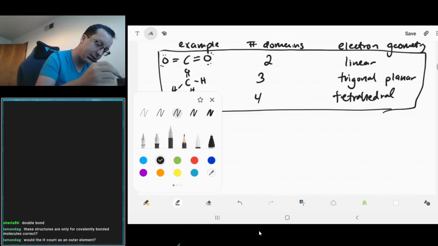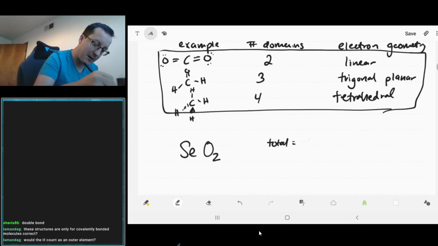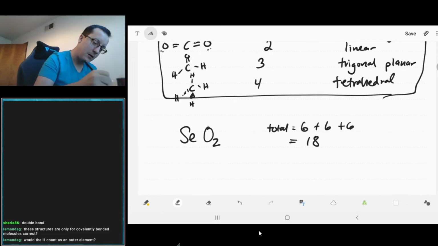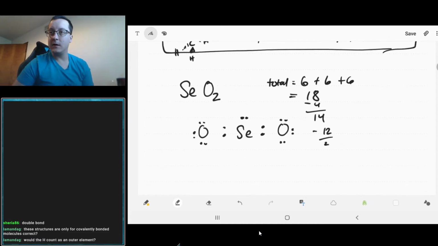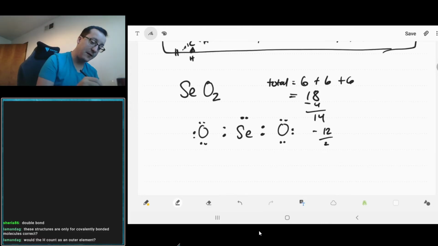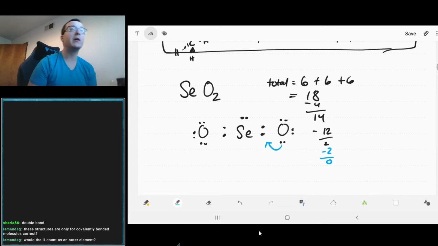So selenium is in group 6. So we have 6 plus 6 plus 6, which is 18. We have 14 left. We just used 12. We have 2 left. And so, since we had filled our outer atoms, I put the last 2 onto selenium. And so just like before, we are going to have to plop in a double bond there.